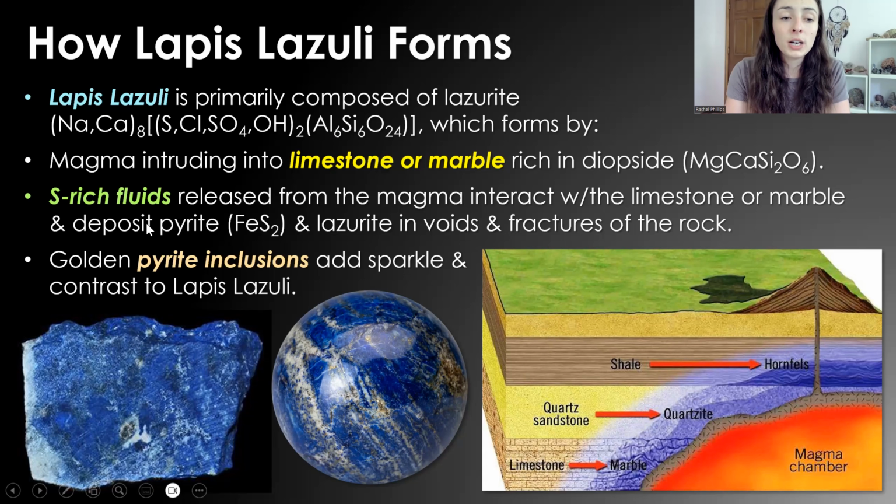rock. Oftentimes, because these two minerals are typically associated with one another due to the sulfur-rich fluids that form pyrite in association with lazurite, the gold pyrite inclusions, pyrite, by the way, is just fool's gold, so its inclusions are often this golden color, and these inclusions within lapis lazuli often add sparkle and contrast to make it kind of shimmer in a way.